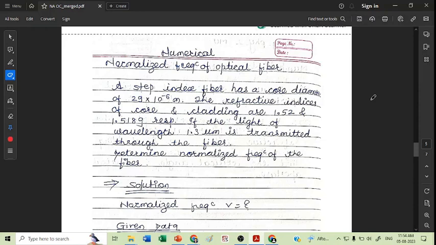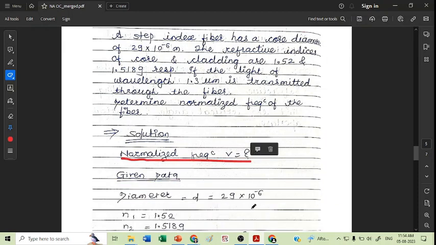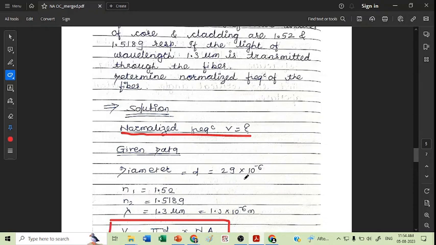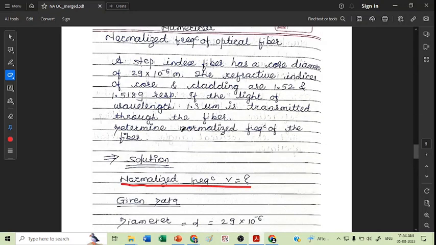Hello everyone. Let us start with the next numerical, which is on normalized frequency of optical fiber. There is one equation for normalized frequency. Normalized frequency is given by V, and the formula is V equals pi d upon lambda into numerical aperture.